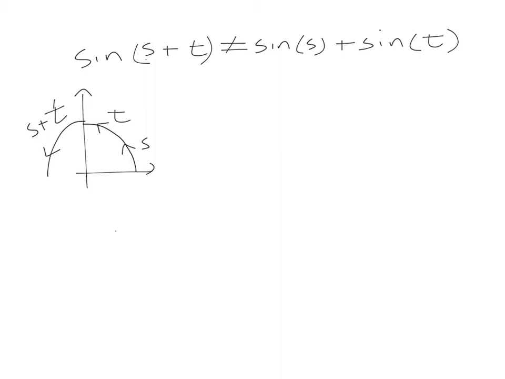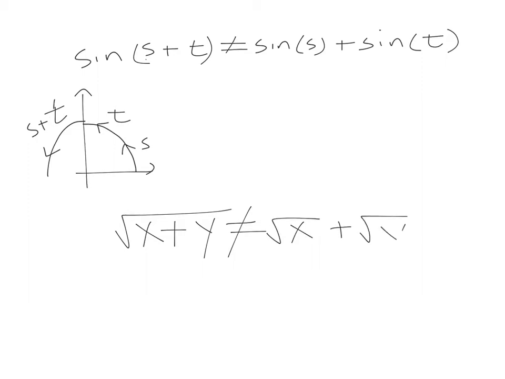Much in the same way that, if you recall, the square root of x plus y is not the same thing as the square root of x plus the square root of y. The algebra just doesn't break down like that. So without further ado, here are the addition and subtraction identities for sine and cosine.